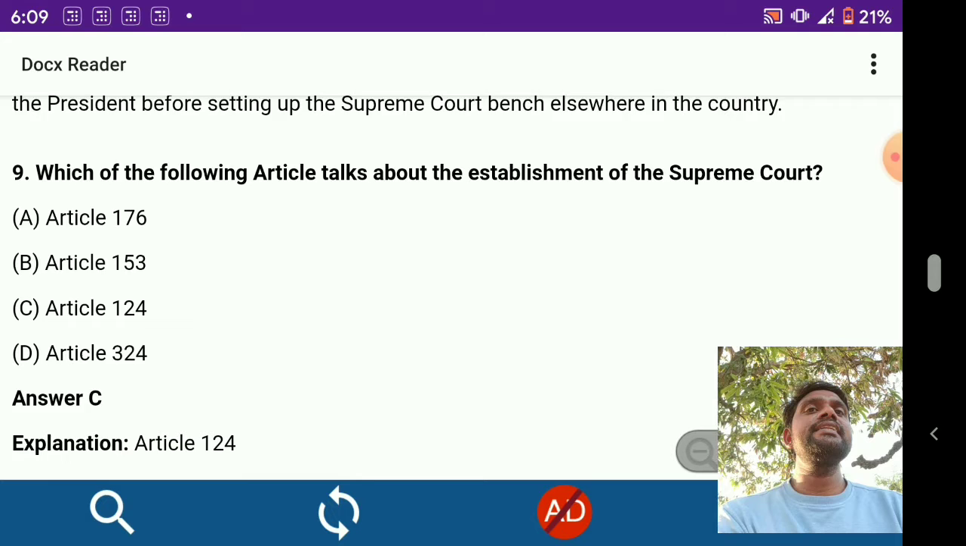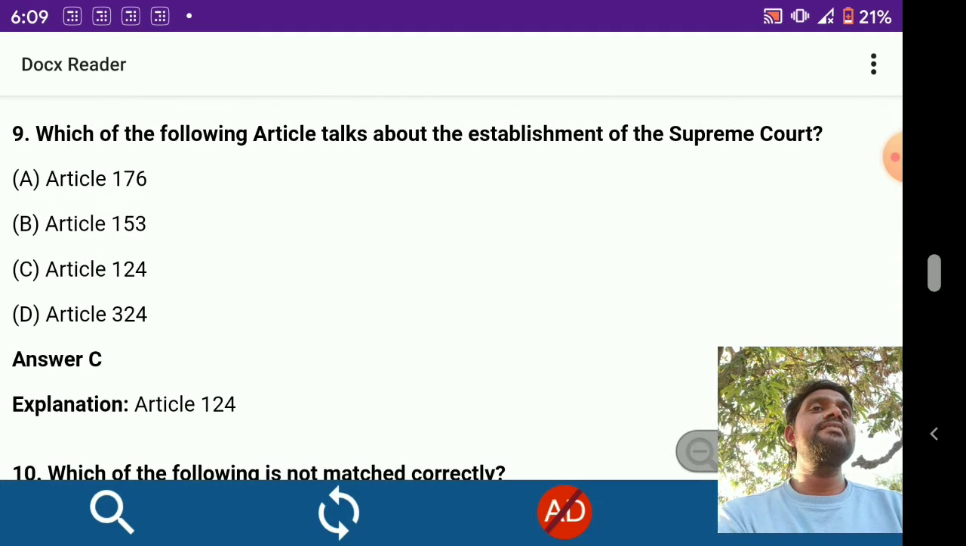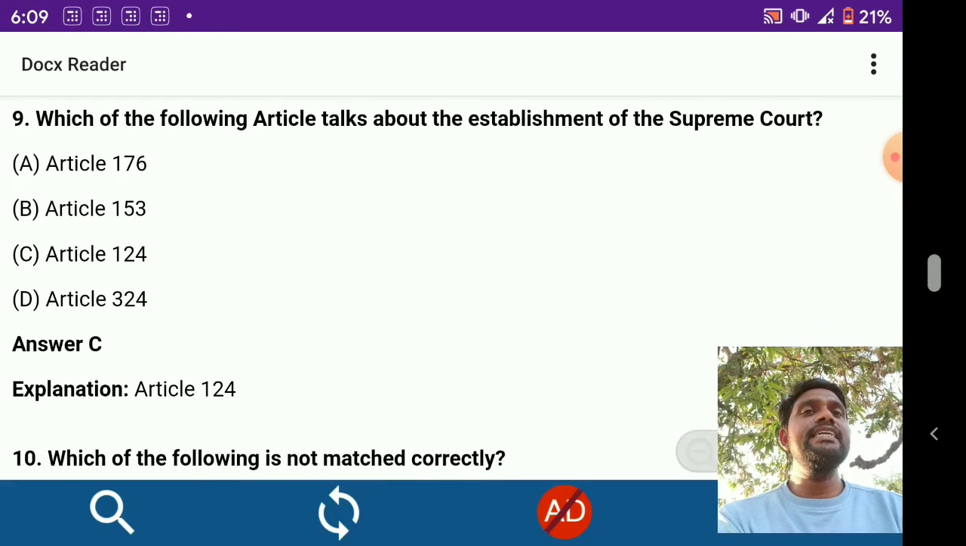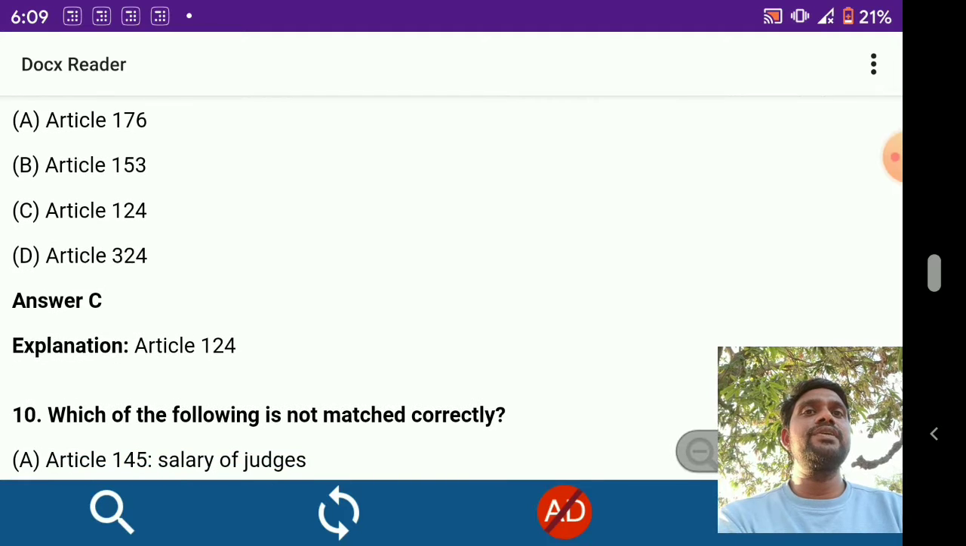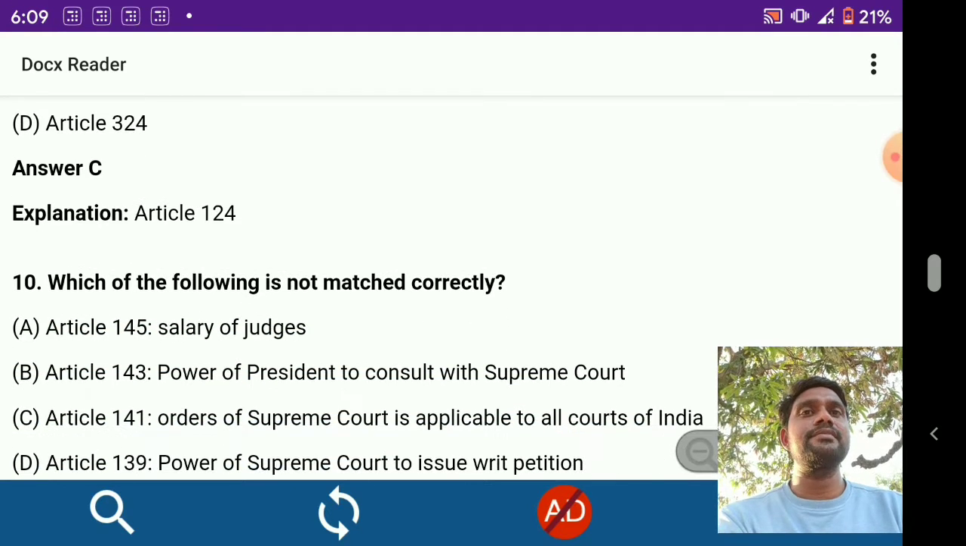Next, question number 9. Which of the following articles talks about the establishment of the Supreme Court? Option A, Article 176. Option B, Article 153. Option C, Article 124. Option D, Article 324. So the right answer is under Article 124. Option C is the right answer.